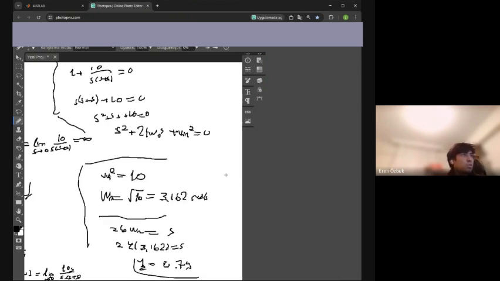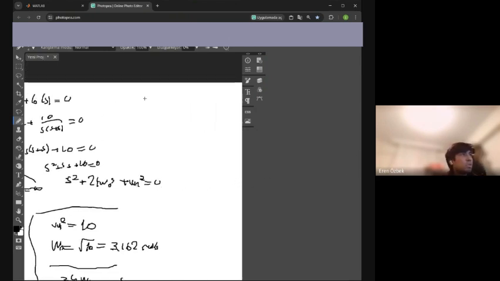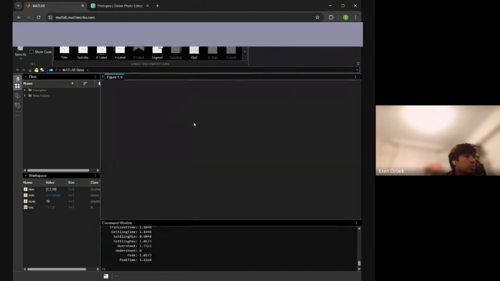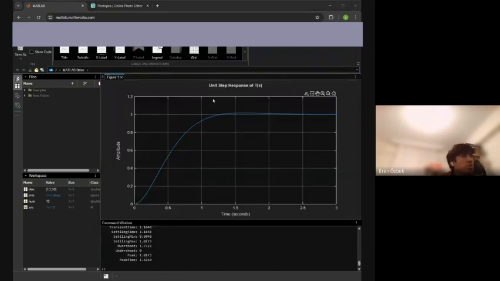Conclusion on system behavior. Since the system is underdamped, the step unit response will overshoot the desired value and exhibit oscillation before settling to the final steady value. If we look at the MATLAB code and run it, we see this unit step response.